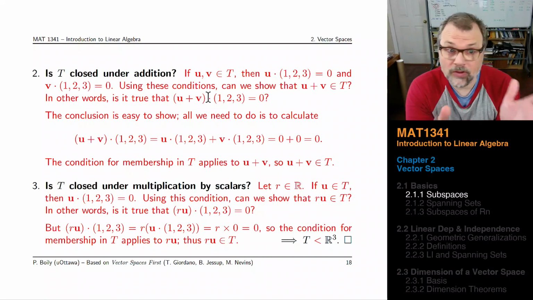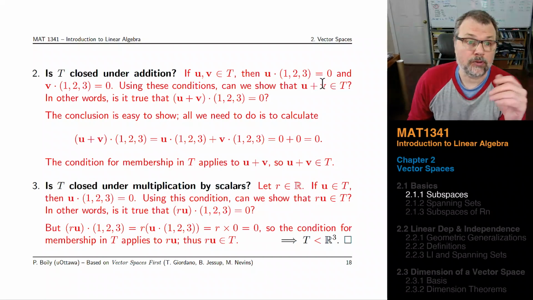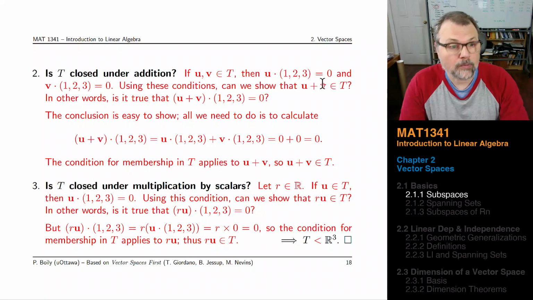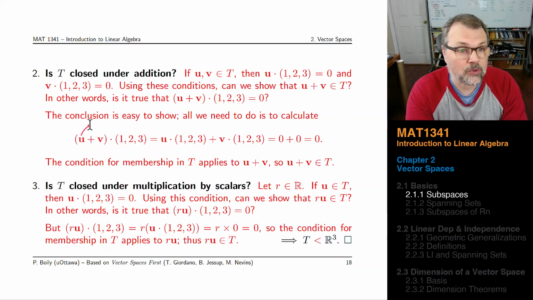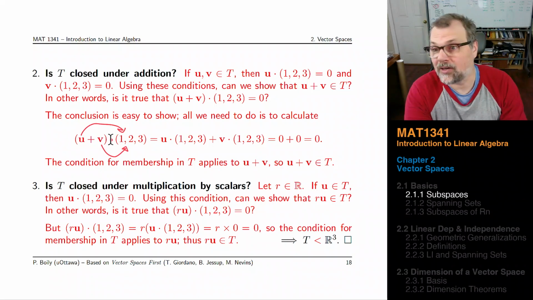So it's easy to show that (u + v) dot (1, 2, 3) is 0. We just use the properties of the dot product and the sum of vectors. (u + v) dot (1, 2, 3) is the same thing as u times (1, 2, 3) plus v times (1, 2, 3). When I say times here, I mean the dot product.